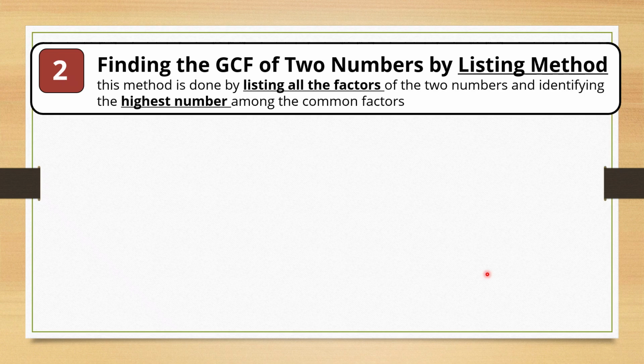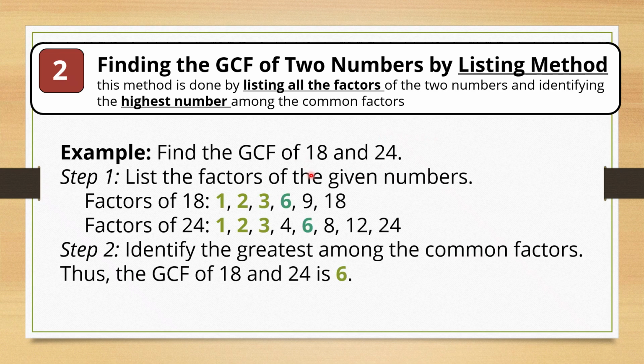Now here is another way of finding the greatest common factor of two numbers. You have this method, the listing method. This method is done by listing all the factors of two numbers and identifying the highest number among the common factors. For example, we are still going to use the same numbers, 18 and 24.